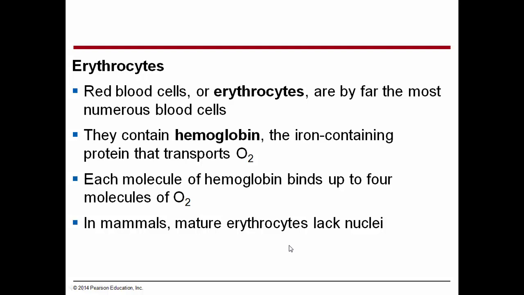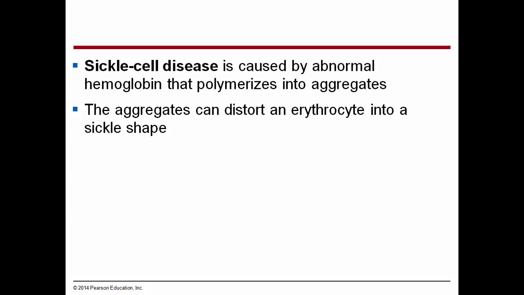Erythrocytes are red blood cells, which are by far the most numerous blood cells. They contain hemoglobin, the iron-containing protein that transports oxygen. Each molecule of hemoglobin binds up to 4 molecules of oxygen. In mammals, mature erythrocytes lack nuclei.